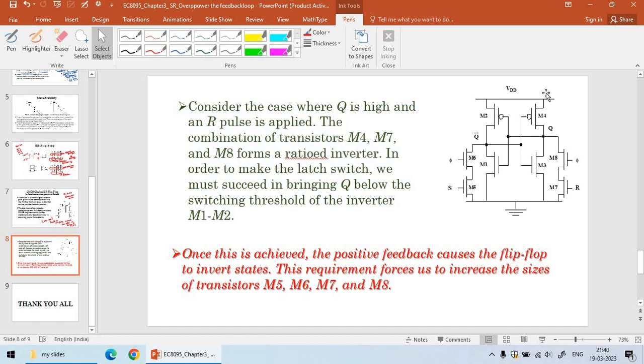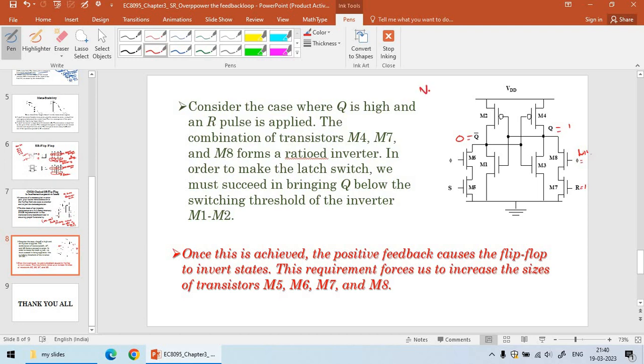Consider the case where Q is high, so Q bar is 0. When an R pulse is applied, so R is equal to 1, and the clock is equal to high, M4, M7 and M8 are going to form a ratioed inverter. In order to make the latch switch, we must succeed in bringing Q below the switching threshold of the inverter M1, M2. So this transistor will have some threshold voltage.